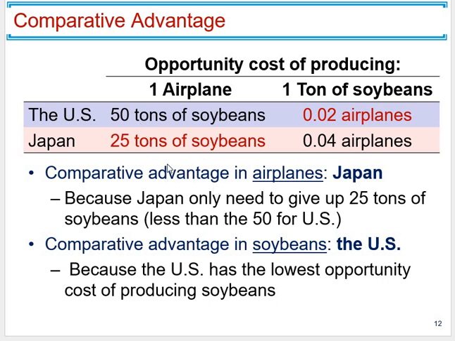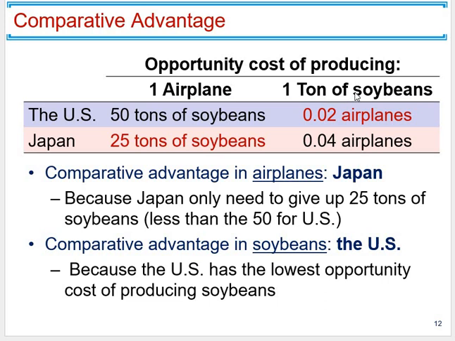According to the definition, Japan has a lower opportunity cost of producing 1 airplane, right? Because 25 is smaller than 50. So I just colored this 25 tons of soybeans red to represent that it's the lower opportunity cost in the airplane industry.